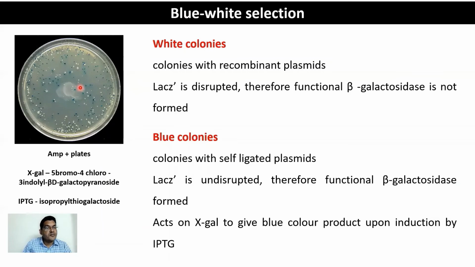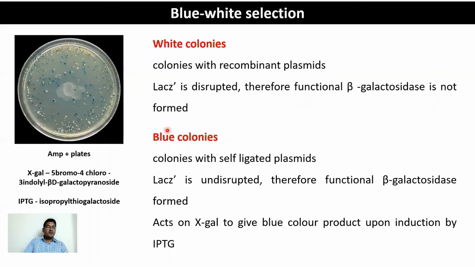While in white colonies, because beta-galactosidase is not present because of the lack of the synthesis of alpha fragment, you have only white color and no conversion of X-Gal to blue color. So white colonies, these are colonies with recombinant plasmids. LacZ prime is disrupted in the plasmid, and therefore functional beta-galactosidase is not formed here.